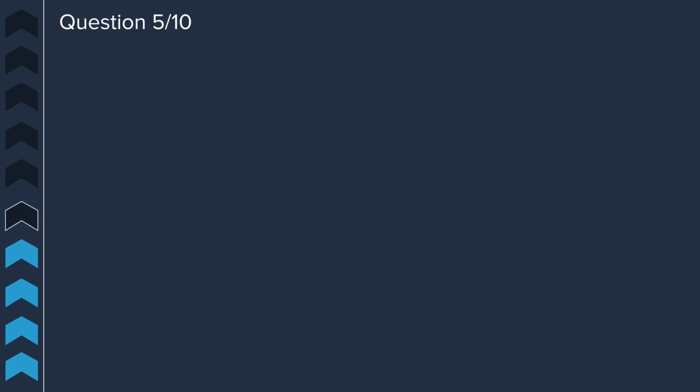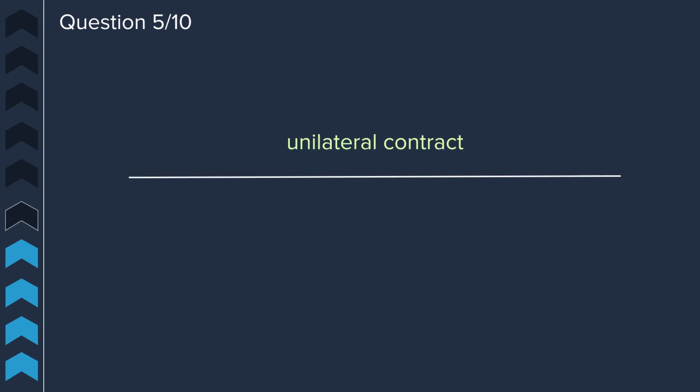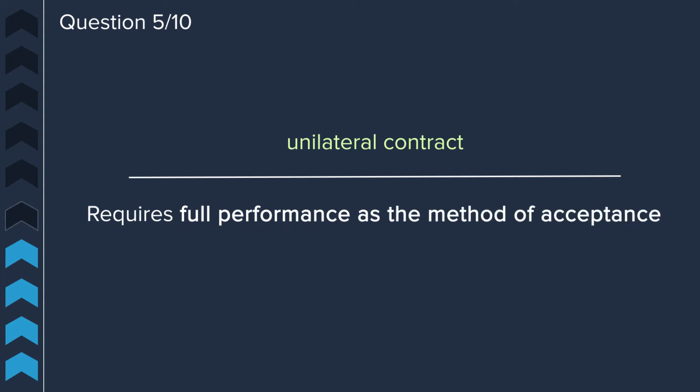Question 5. Define unilateral contract. A unilateral contract is one that requires full performance as the method of acceptance.